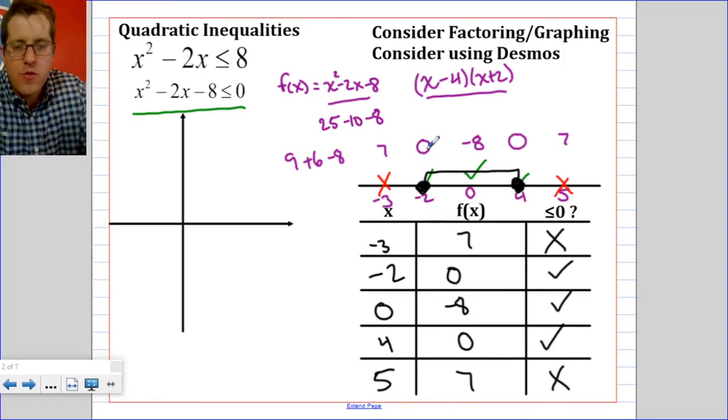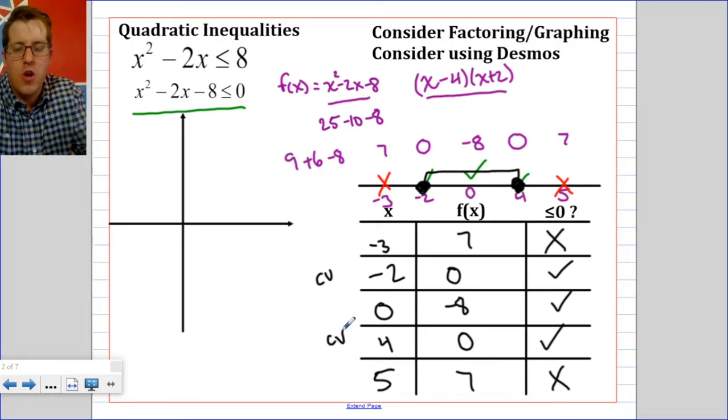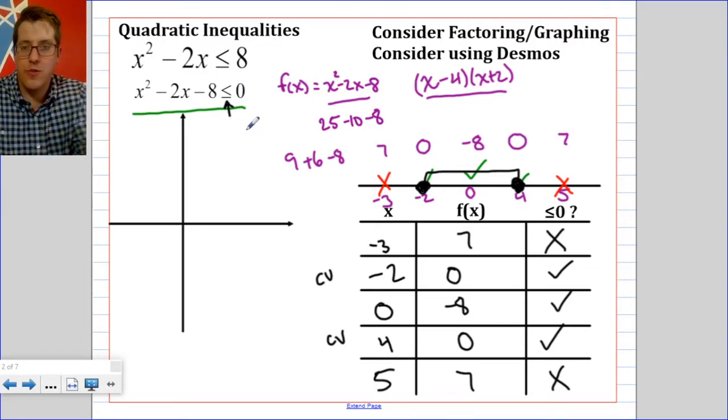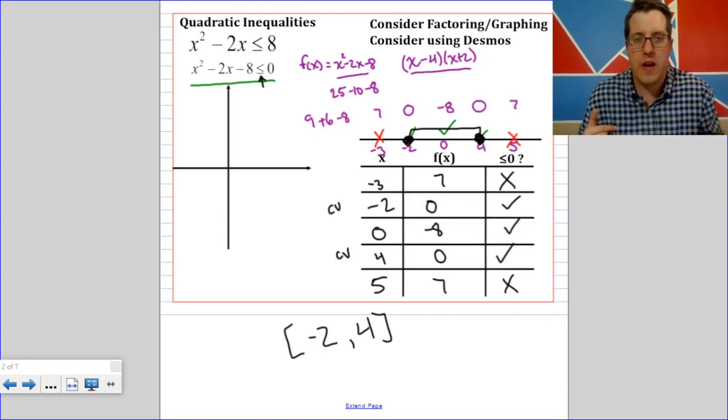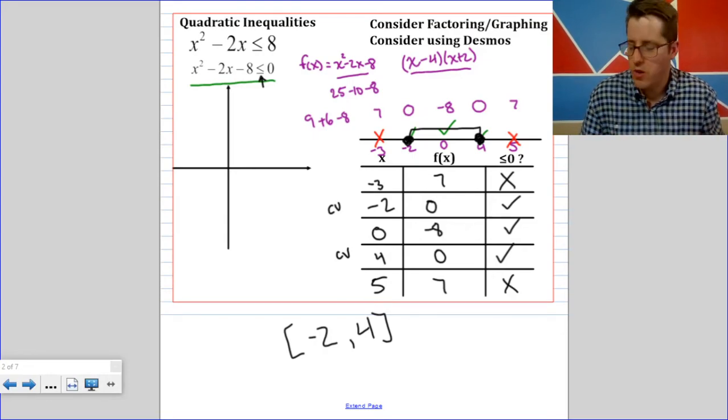So you can either use this number line approach or this table approach. These critical values here, or critical points, whatever you want to call them, are either going to be true or false based on whether or not the inequality sign is inclusive. So that would be how I would get my final interval answer from -2 to +4, and it includes both endpoints.